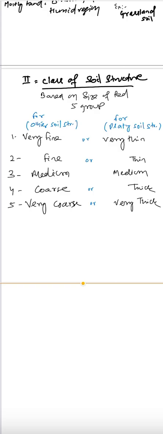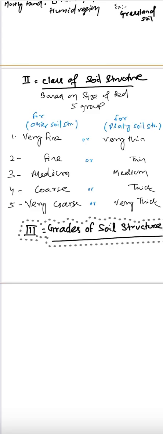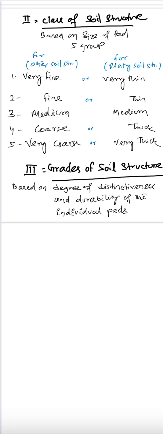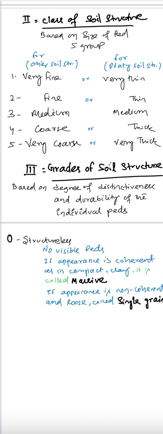Then we go to the last part of the soil structure, that is the grade. Grade means the distinctiveness and durability of the ped, whether it is much more distinct or not visible, and whether it is durable or not. Based upon these, we have 4 categories. The first one is structureless. Structureless means there is no visibility of the peds. If it is coherent, as in compact clay soil, it is called massive, and if it is non-coherent and the soil aggregates are present in loose form, it is called single grain.